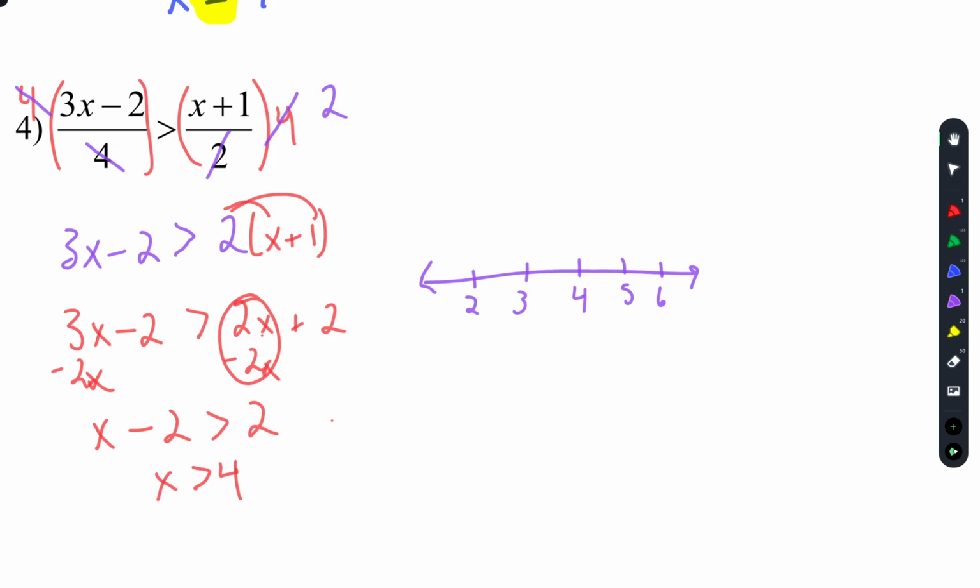So what did we say? Open dot, because of the greater than sign. And then same thing, x is greater than 4. If you're in the zone, you can go ahead, or pick a number. Plug in 2. Is 2 bigger than 4? No. So don't shade that way. You're going to shade the other way. Or pick a number like 6. Is 6 greater than 4? Yes. That's how I know it's shaded.